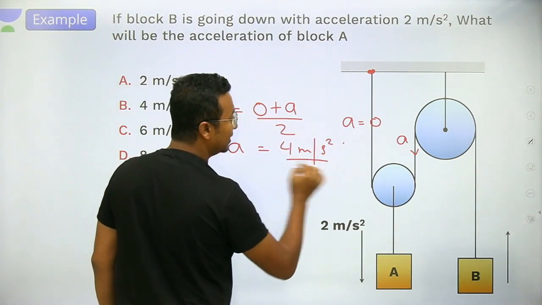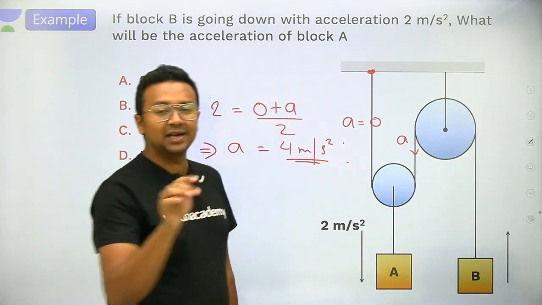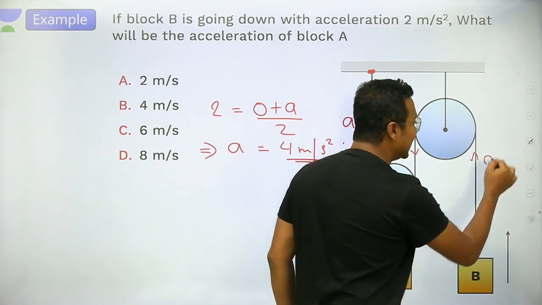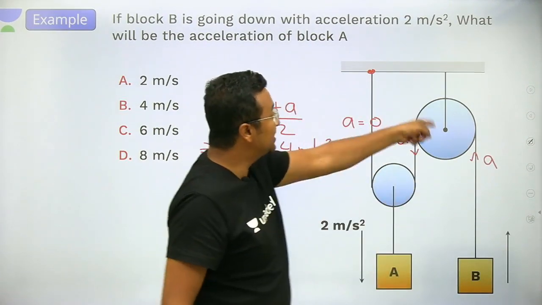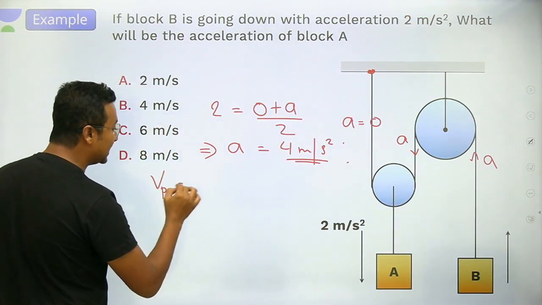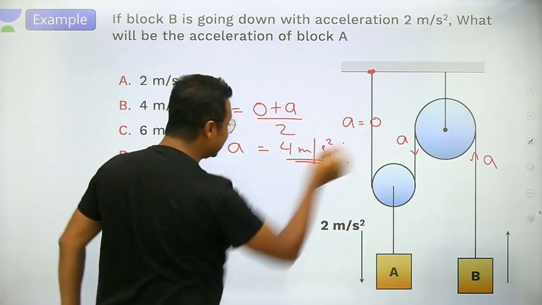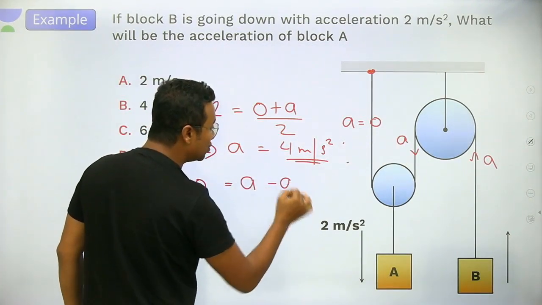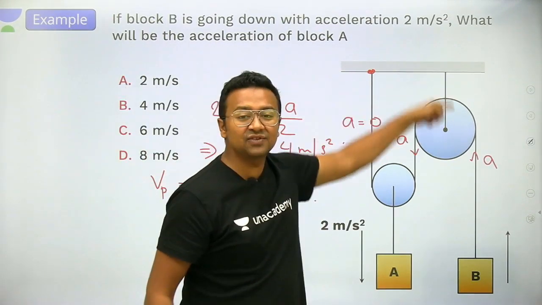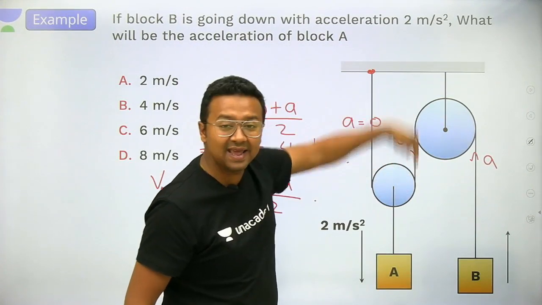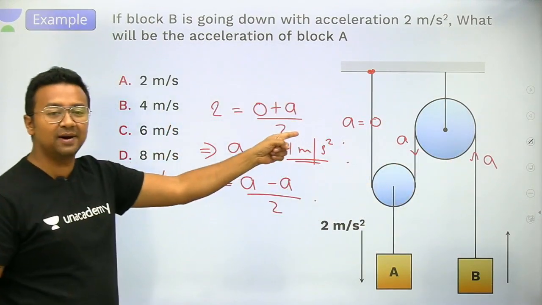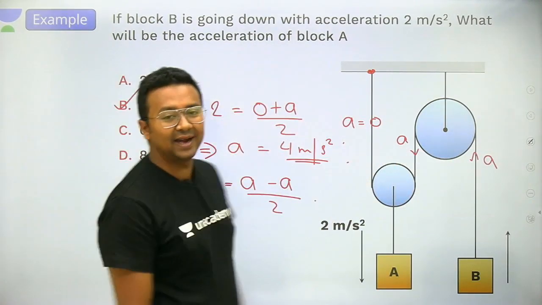If this is going down with an acceleration of A, listen to this very carefully, this will be moving up with an acceleration of A. Why exactly? Because this pulley is fixed, that means velocity of the pulley is equal to 0. That means if one is A, the other one should be equal to minus A divided by 2 in order to give the result as 0. So if this is down by A, this will be up by the same value A. So what is the value of A? 4 meters per second square. Option B is the correct answer.